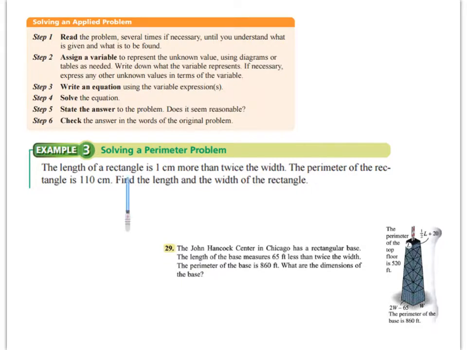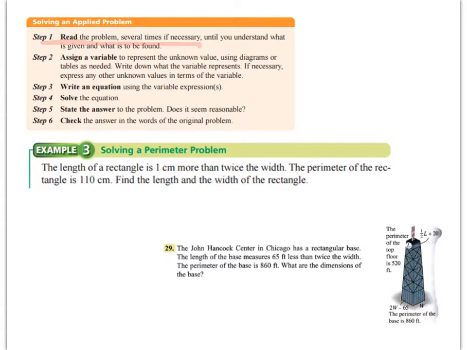Alright, here we're going to take a look at solving a perimeter problem, and we've got some steps for solving an applied problem. The first step, really one of the most important there, read the problem several times if necessary until you understand what is given and what is to be found. I cannot emphasize that one enough. Just the idea that it might take several read-throughs of a word problem to understand what's going on. Focus particularly on figuring out what the given information tells you and what it is you're being asked to find.